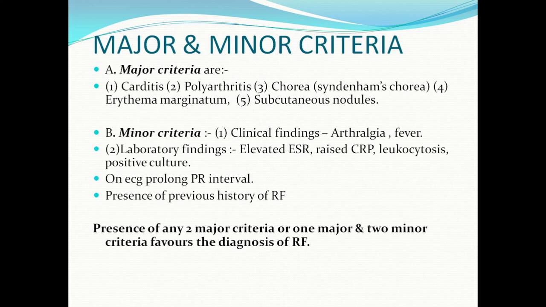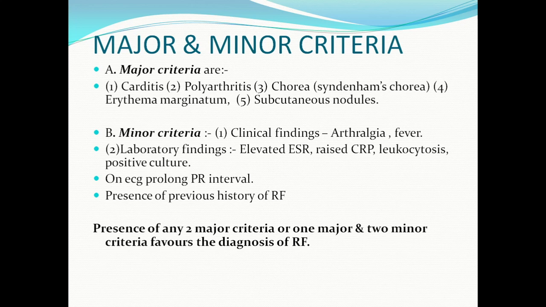So which are the revised Jones criteria? The revised Jones criteria is divided into two parts, major criteria and minor criteria. In major criteria, you can see carditis, polyarthritis, and chorea. This chorea has a specific name, Sydenham's chorea, then erythema marginatum and subcutaneous nodules. So these are the five major criteria.